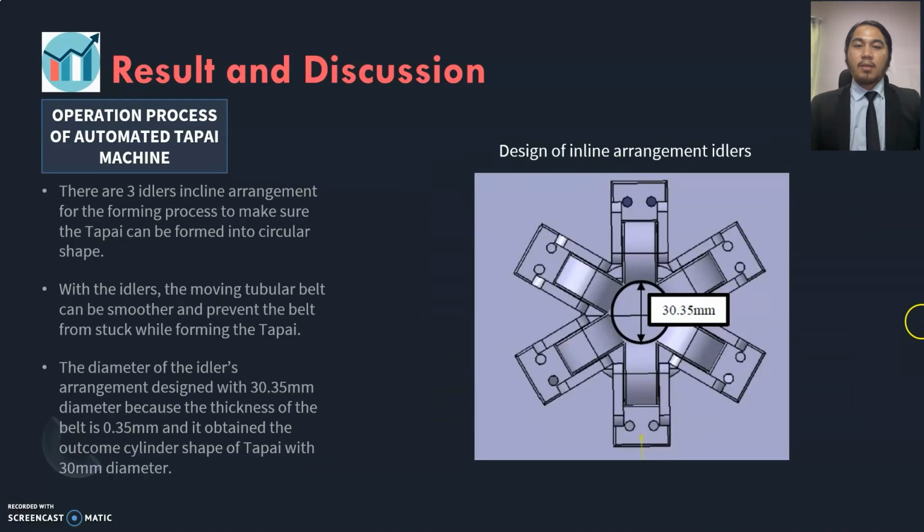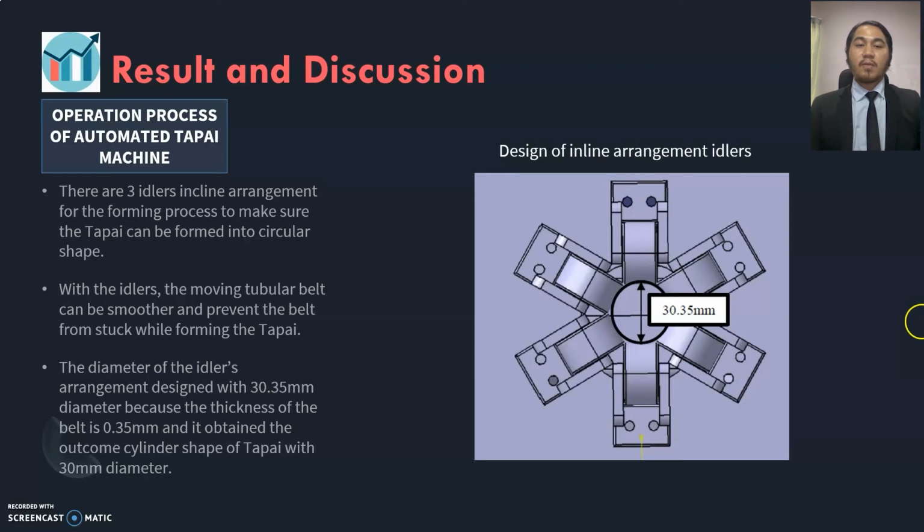There are 3 idlers in a line arrangement for the forming process to make sure the tapai can be formed into a circular shape. With the idlers, the moving tubular belt can be smoothed and the belt prevented from getting stuck while performing the forming process. The diameter of the idlers arrangement is designed at 30.35 mm because the thickness of the belt is 0.35 mm, and it obtains the outcome cylinder shape of tapai with a 30 mm diameter.